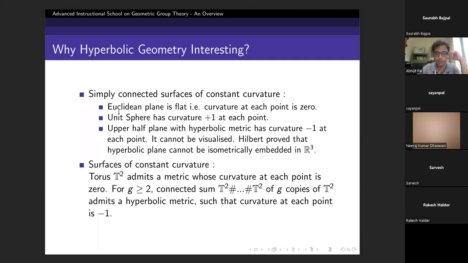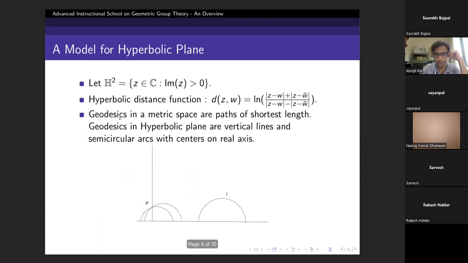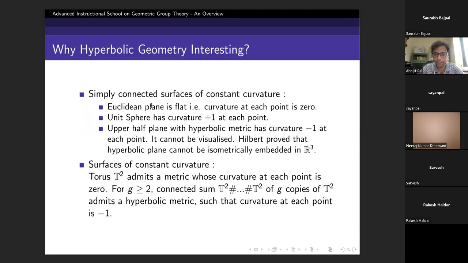If I take the Euclidean plane with the Euclidean metric, the curvature at each point is 0. If I take the unit sphere, the curvature at each point is +1. Now if I go back to the upper half plane, you can define a Riemannian metric on it which gives this hyperbolic distance function. You can compute the curvature, and it is -1 at each point.